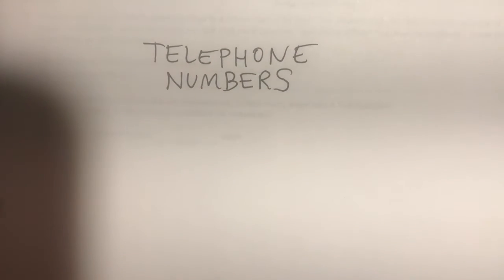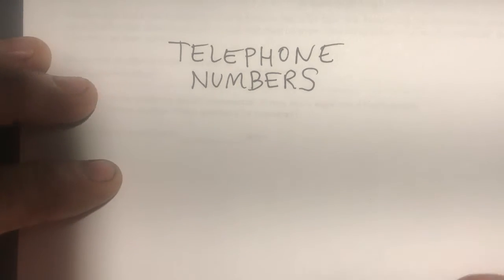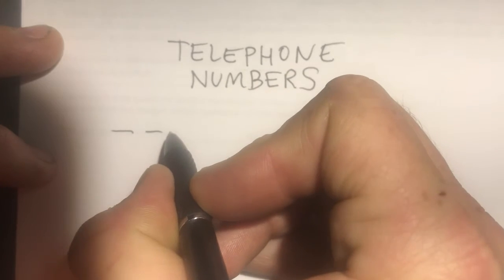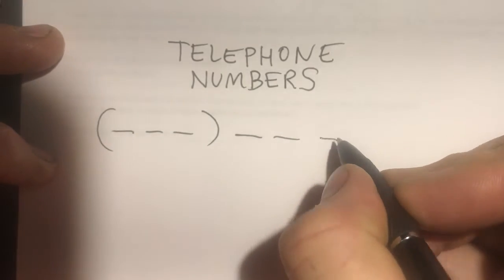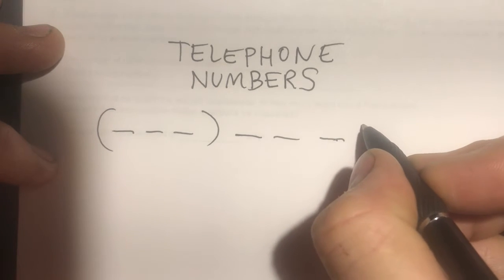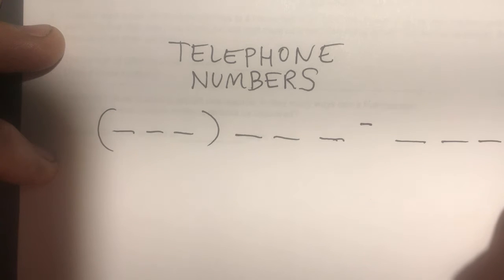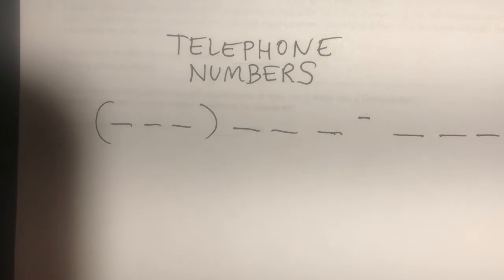One thing I like to look at when talking about the fundamental counting principle is telephone numbers. In a telephone number, we have our area code, which consists of 3 numbers. Then we have our prefix number, which is another 3 numbers. And then we have our line number, which has 4 numbers. This is a typical telephone number.